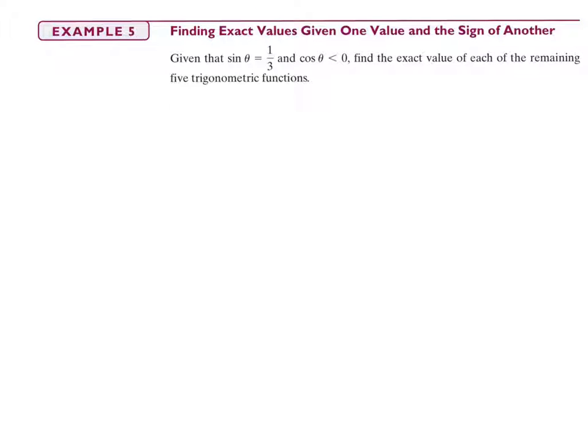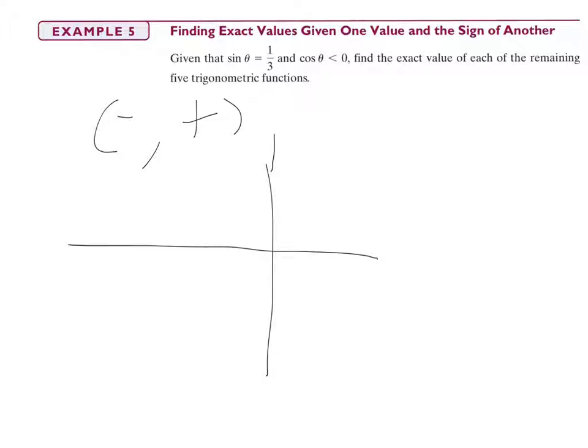So for example 5, given that sine is 1/3 and cosine is less than 0, find the exact value of the remaining 5 trig functions. If cosine is less than 0, that means x is negative. And since sine is equal to positive 1/3, that means the y is positive. So that means we're in the second quadrant. And since sine is 1/3, that means the y value is 1 and the radius is 3. So we need to figure out the x coordinate.